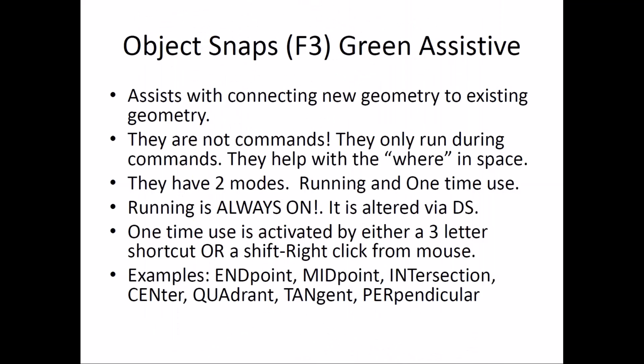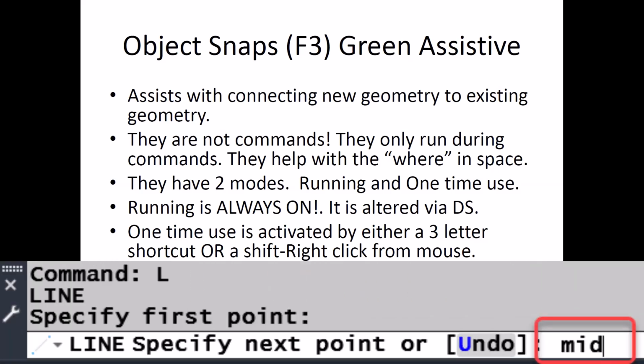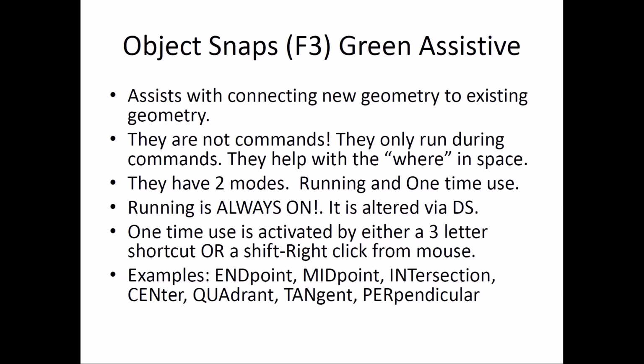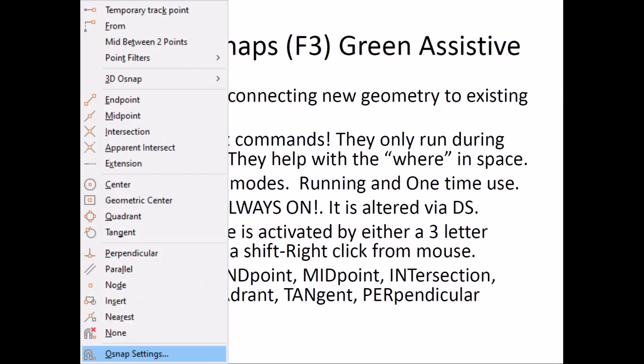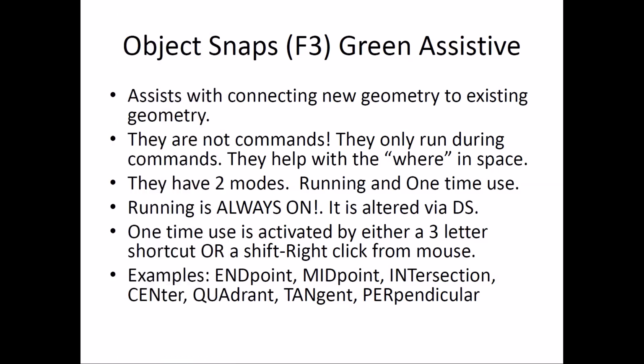The one-time use is activated in one of two methods. So either a 3-letter shortcut, or you can do a shift right click from the mouse, again, when you're in space. So some examples: endpoint, midpoint, intersection, center, quadrant, tangent, perpendicular. You see those 3 letters? Those are the letters that you would type in.